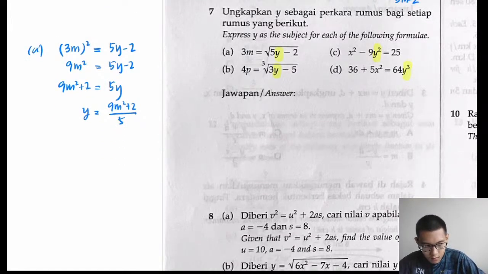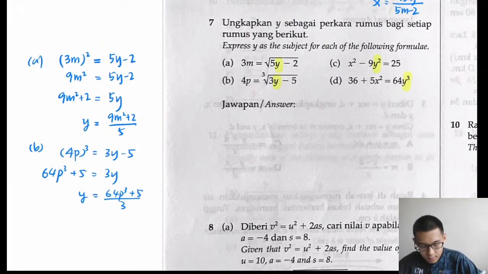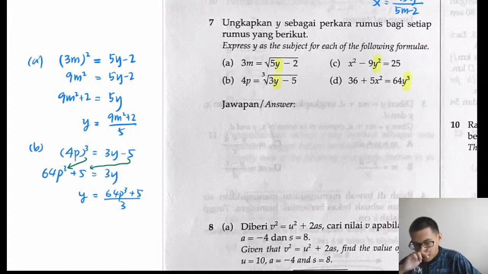For part B, we have this cube root. Now the cube root goes over there: 4p is the cube root of 3y minus 5. So I get 64p cube equals 3y minus 5, and finally my answer is 64p cube plus 5 over 3. I do the two steps together, so don't get confused.